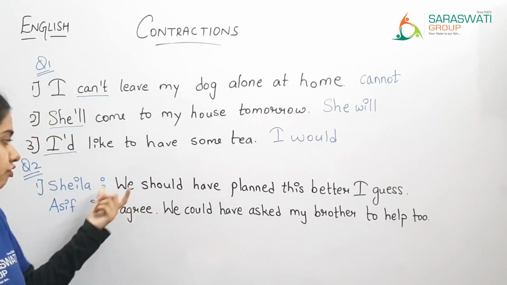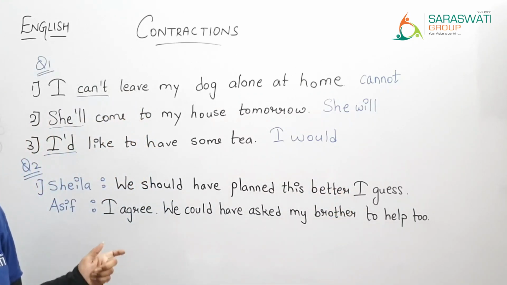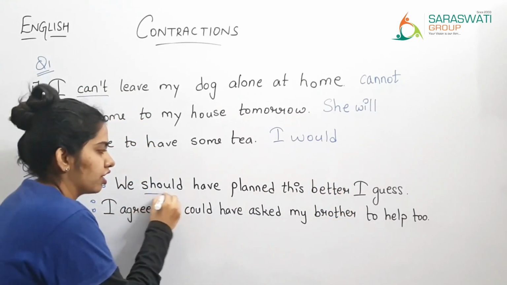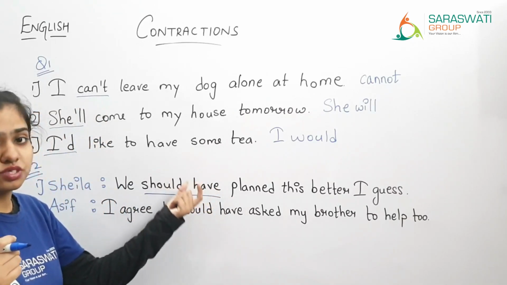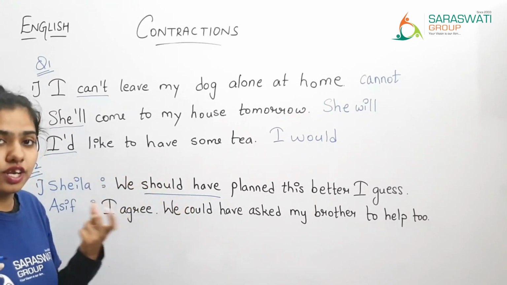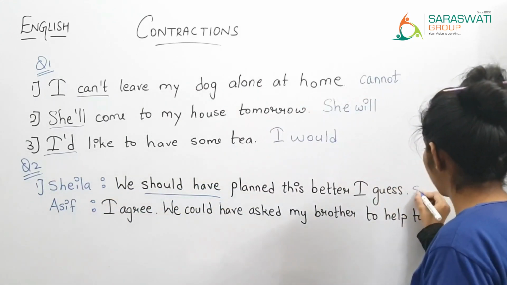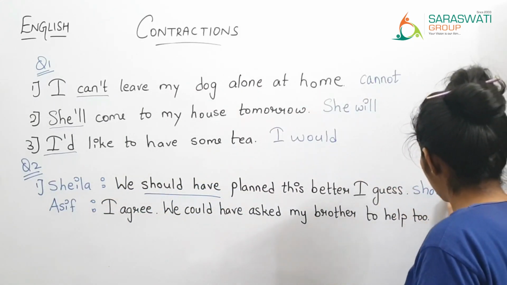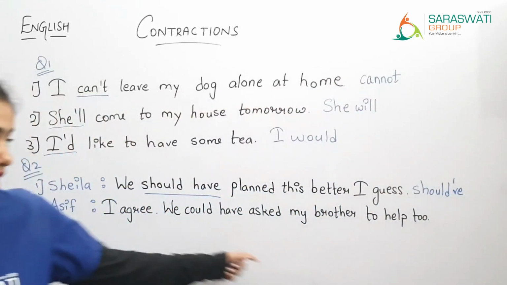Let us see over here. We should have planned this better, I guess. So, should have, right? Because have is used in the contraction. So now what is the contraction for should have? You will write the answer over here. Should, then apostrophe VE, should've.